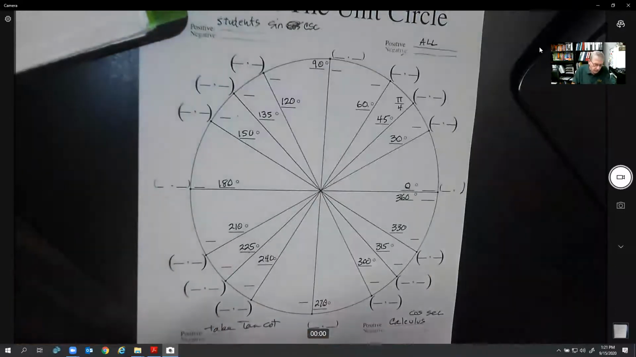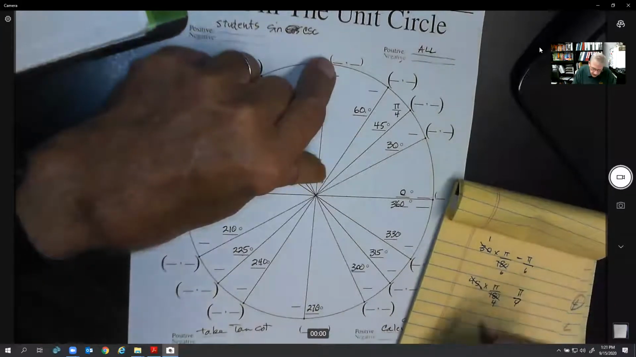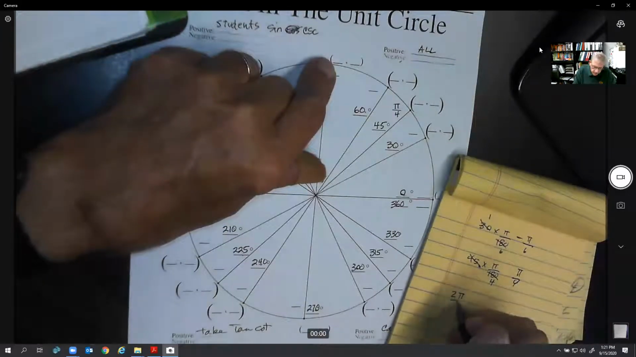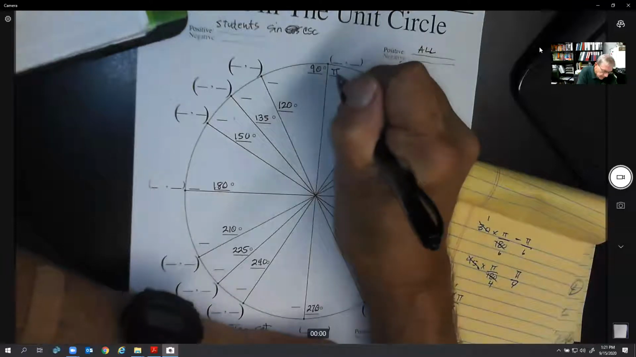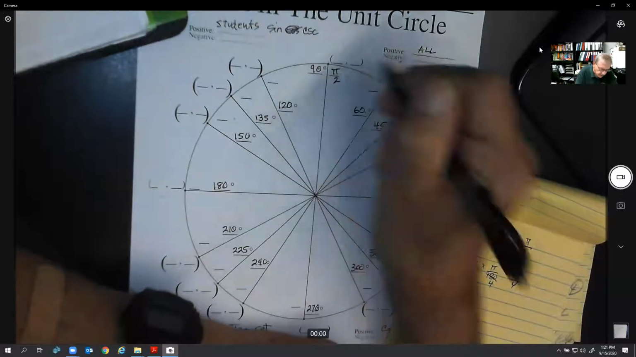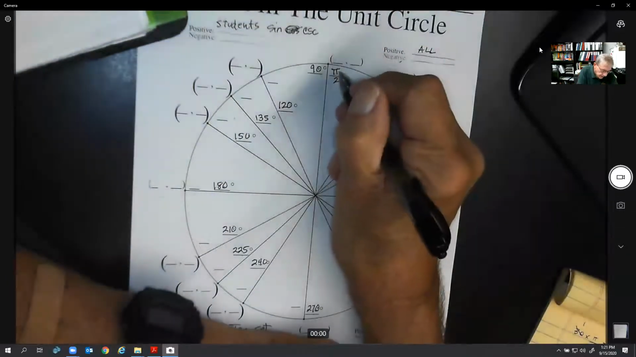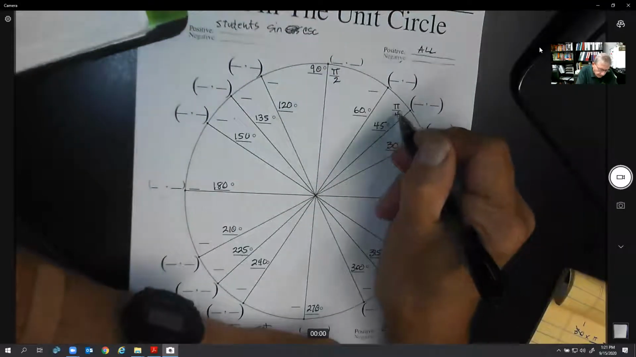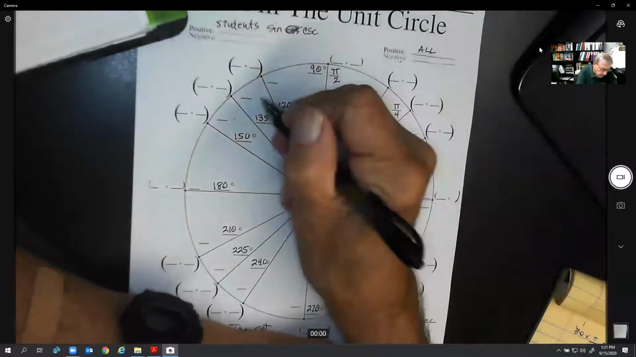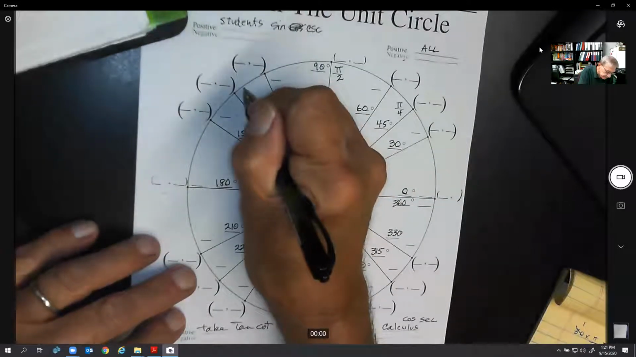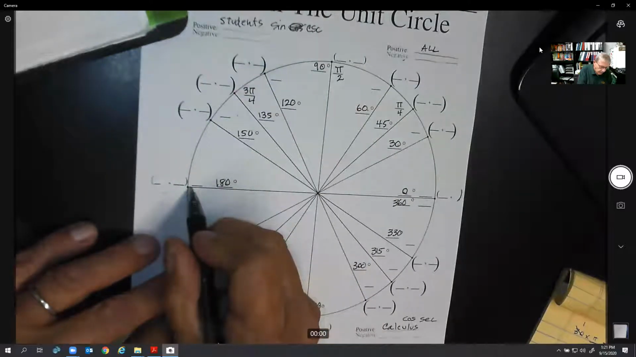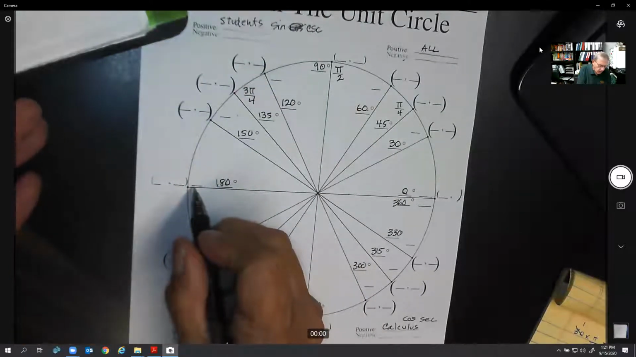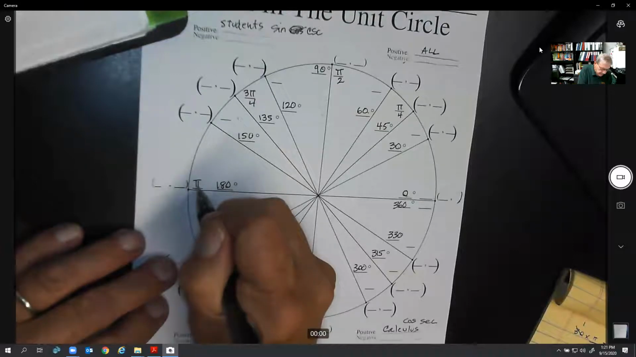2 pi over 4. So we're adding pi over 4 each time. 2 pi over 4, reduce it down to 1/2. So this is pi over 2. So 90 degrees, pi over 2, same thing. This was pi over 4, 2 pi over 4, 3 pi over 4, 4 pi over 4. Well, 4 over 4 is 1, so this would be just pi.